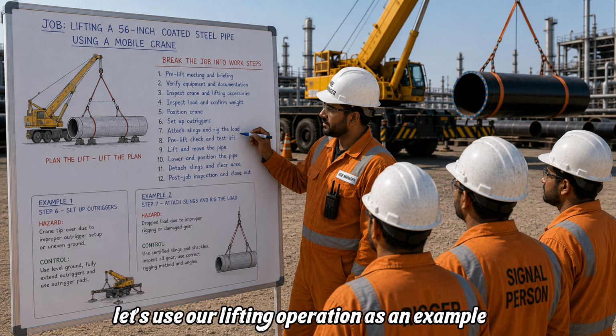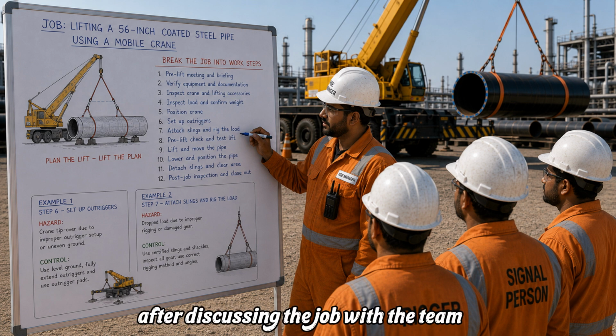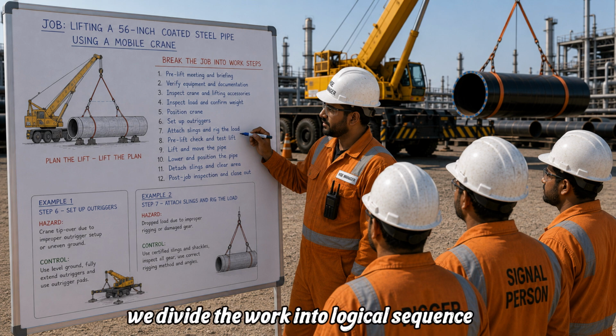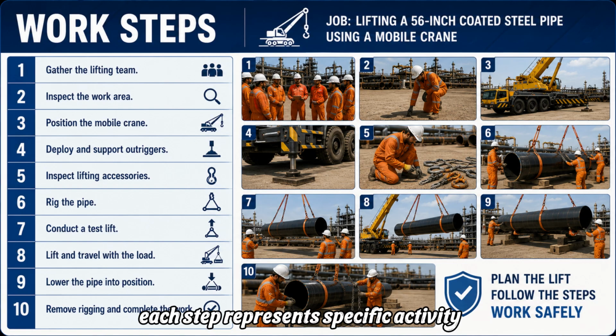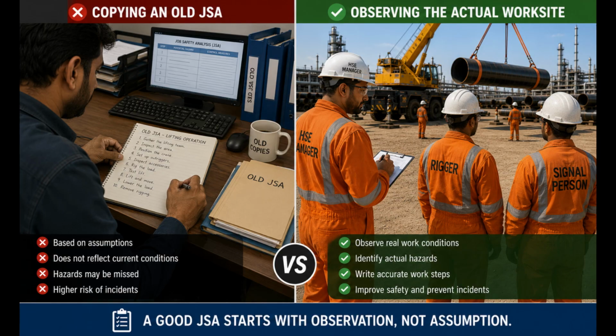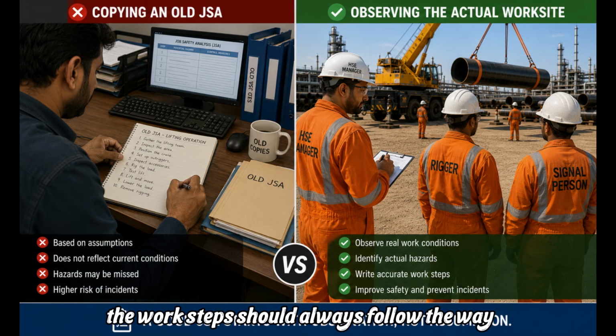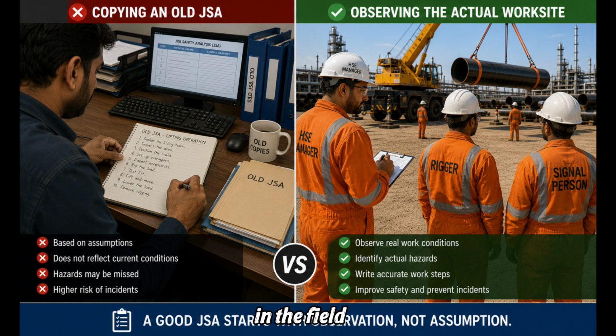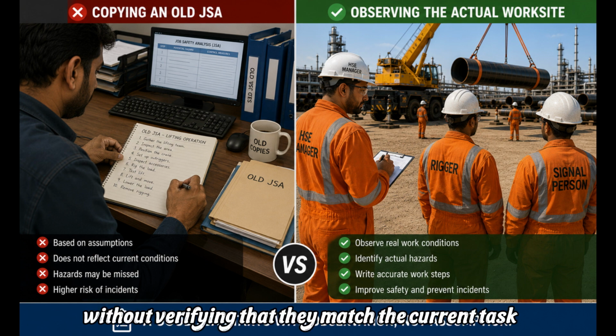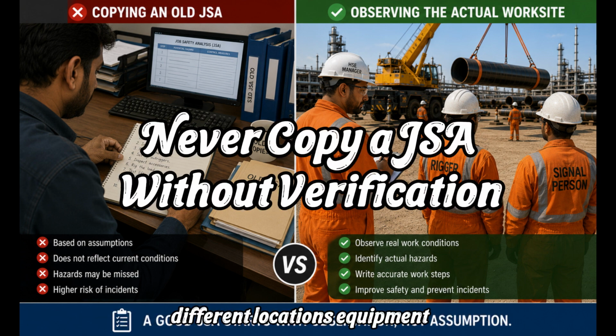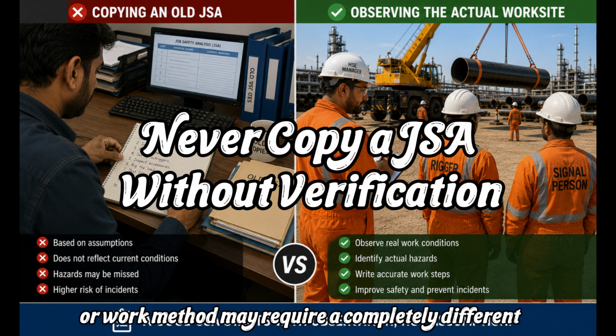Let's use our lifting operation as an example. After discussing the job with the team, we divide the work into a logical sequence. Each step represents a specific activity that will later be analyzed for hazards and controls. The work steps should always follow the way the job will actually be carried out in the field. Never copy steps from another JSA without verifying that they match the current task. Different locations, equipment, weather conditions, or work methods may require a completely different sequence.